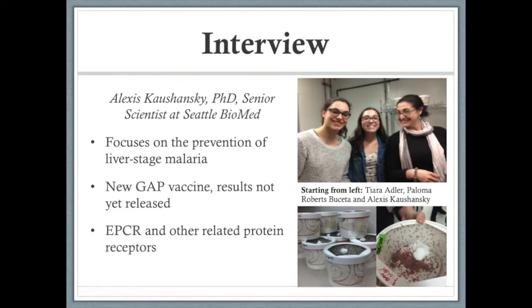The results have not yet been disclosed, but the new vaccine includes a 3-gene deletion out of 5,500 genes in the parasite. Due to the recent discovery of the EPCR, Seattle Biomed hopes to discover how to block the EPCR and other related protein receptors from adhering the infected red blood cells to the brain cells.